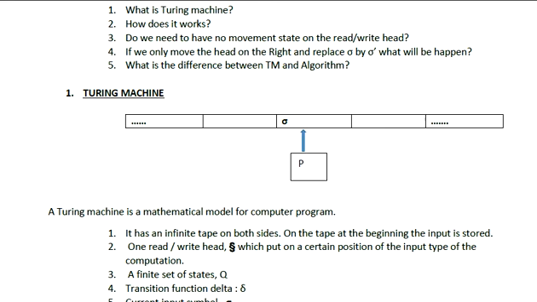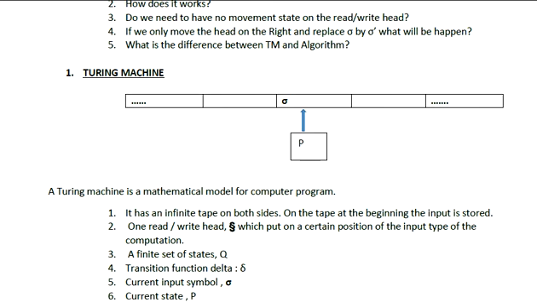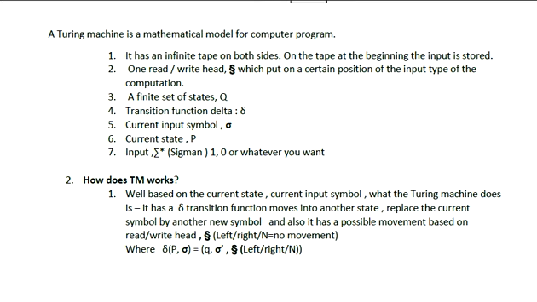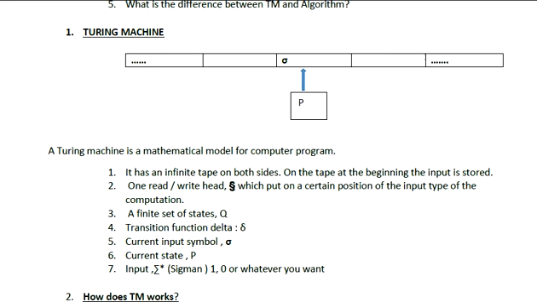It has a finite set of states. It has a transition function delta, and it has a current symbol. Like here I have mentioned that sigma is my current symbol, pointing to the particular cell which is P. And sigma star is the input that we are giving to the tape, and it could be 0 or whatever symbol you want. So that is the informal definition of a Turing machine.